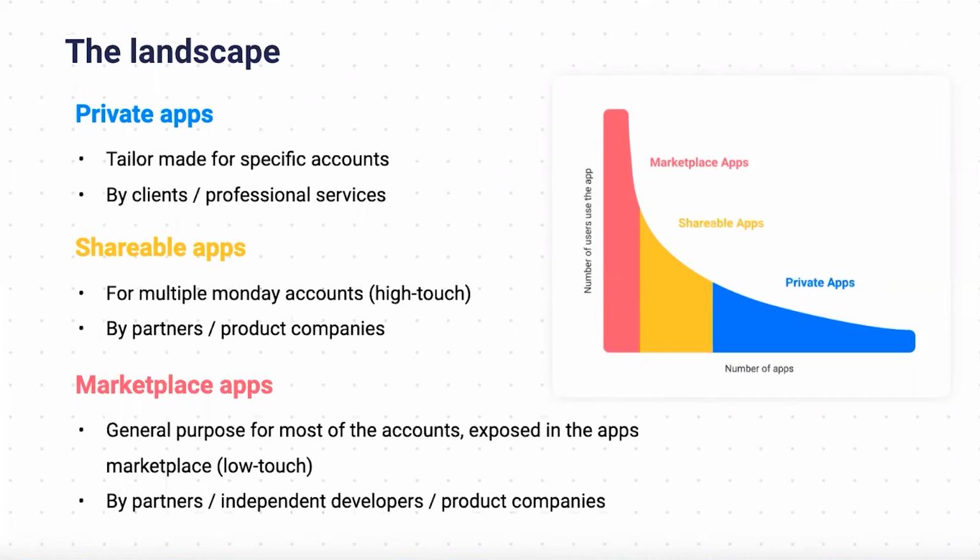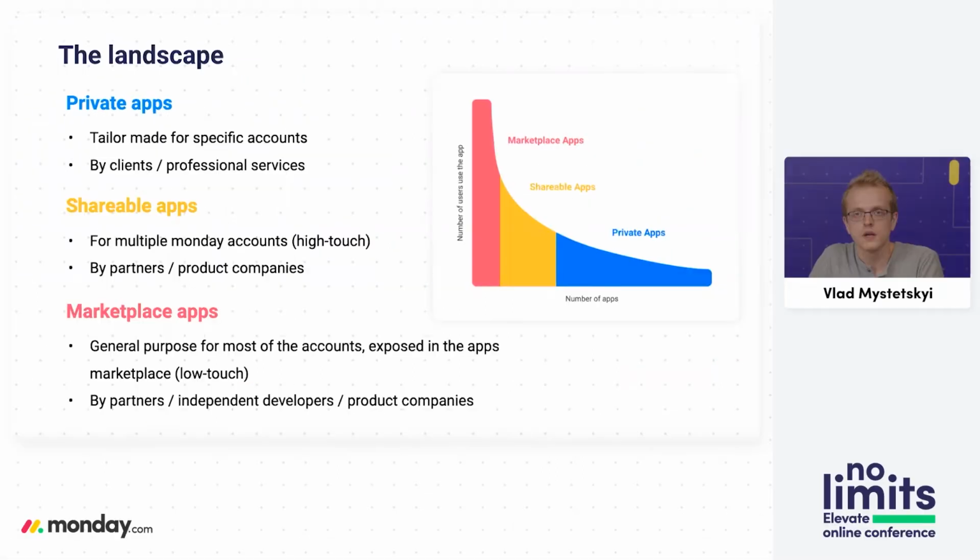And the third type is marketplace apps, applications which bring value for most of the Monday clients and will be placed in the Monday Apps Marketplace. In this case, apps which are developed by partners, independent developers, or product companies go through the review process to become part of the marketplace. In the graph that you can see, there is a spread of the apps based on their type. There are the fewest marketplace apps, but they have the biggest number of users, and then there is a long tail of shareable and private apps, which are more specific and have fewer users.